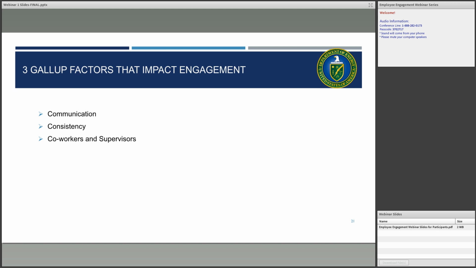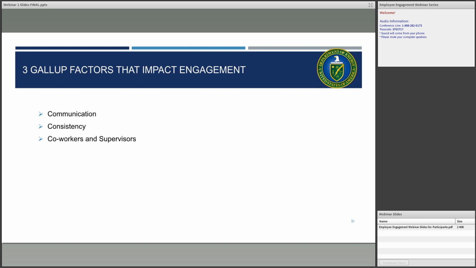Now, what does the Gallup project look like? How does this all come together? This is what the Gallup project looks like. So Gallup breaks engagement down into 3 major subsets, areas, or factors. And studies have shown that engagement is directly impacted based on these 3 factors. These factors are communication, consistency, coworkers, and supervisors.